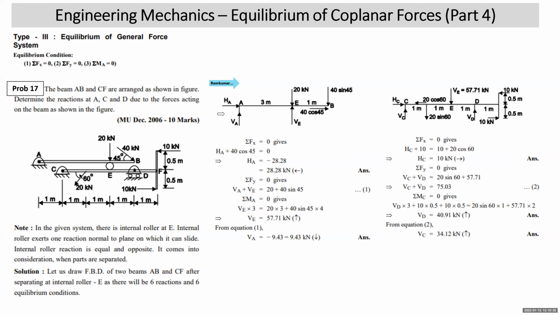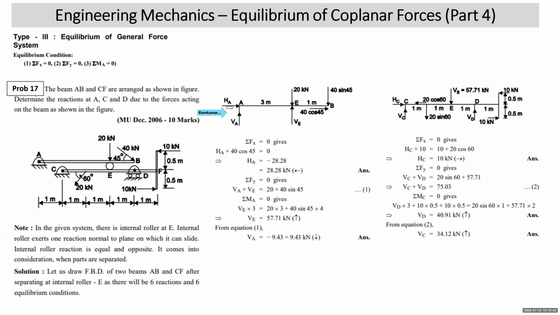So there will be 2 reactions at A, HA and VA. 20 kilonewton is an external load, we have taken it. 40 kilonewton is at 45 degree, 40 cos and 40 sine, we have resolved it. Internal roller reaction, I have taken V upward.